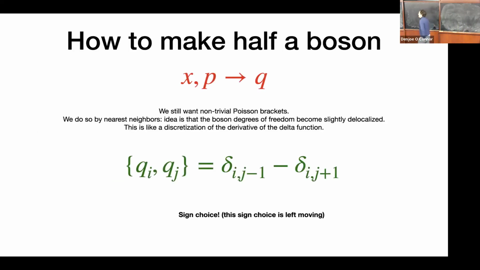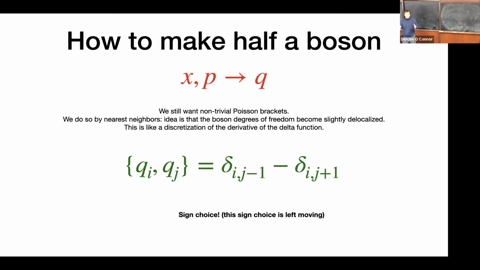So now I want to tell you how to make a half boson. What's the idea? You have a lattice, you have bosonic variables, and instead of having a position and a momentum at each lattice site, we're going to halve the variables. So we go to one commuting variable, so to speak, or one bosonic-like variable per lattice site. And the idea is to make something interesting out of it. We want to still have a non-trivial boson bracket, but the bracket of a variable with itself is always zero. It's a statement about boson brackets.